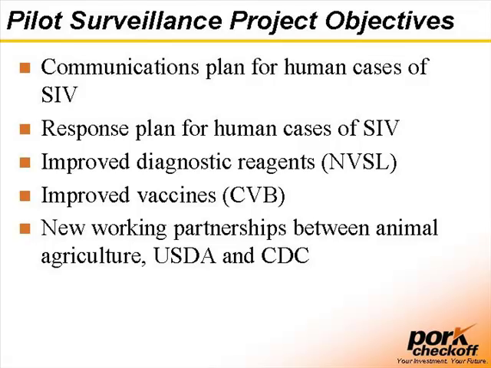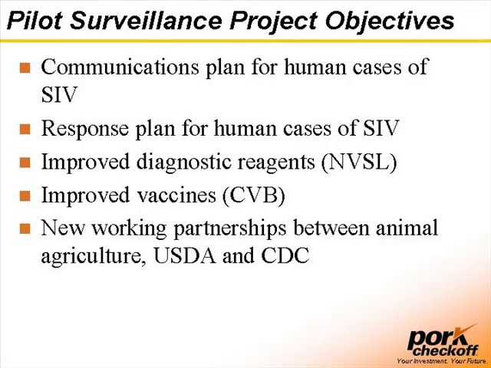CVB talked about improved vaccines. Is there a way to follow the human model and update vaccines regularly? And one of the big objectives, and I think one that was probably very well met, was new working partnerships between animal agriculture, USDA, and CDC. If we had not been working on this and April 24th had hit, and nobody knew each other's names or faces or telephone numbers or who did what and whom to call, it would have been a lot rockier than it was come April.